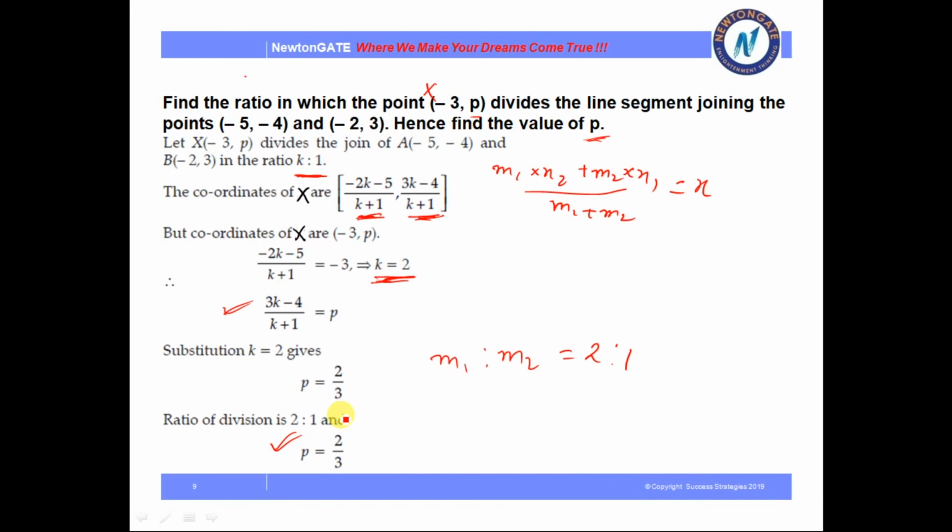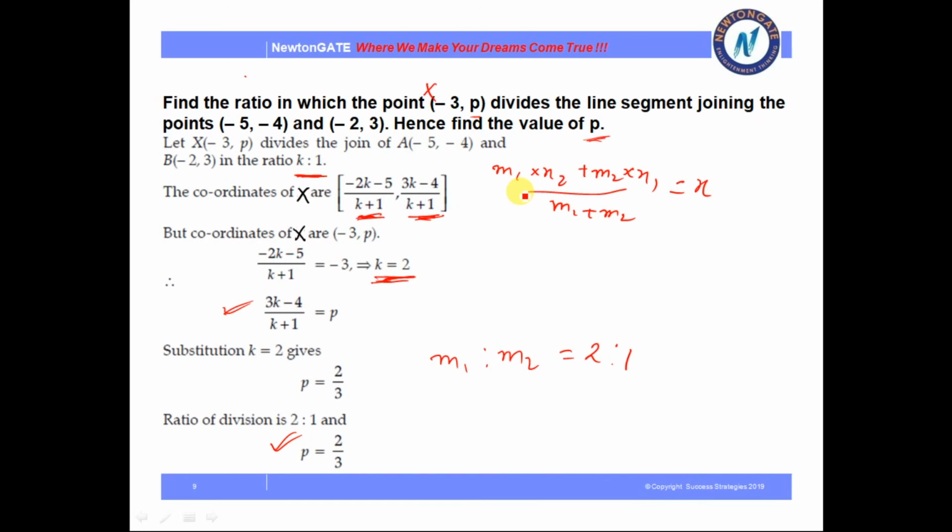This is a very important chapter, and this chapter is a very scoring chapter because you just need to know very simple formulas and you can easily solve the sums. So I hope this chapter was clear, and I will be back with another video.